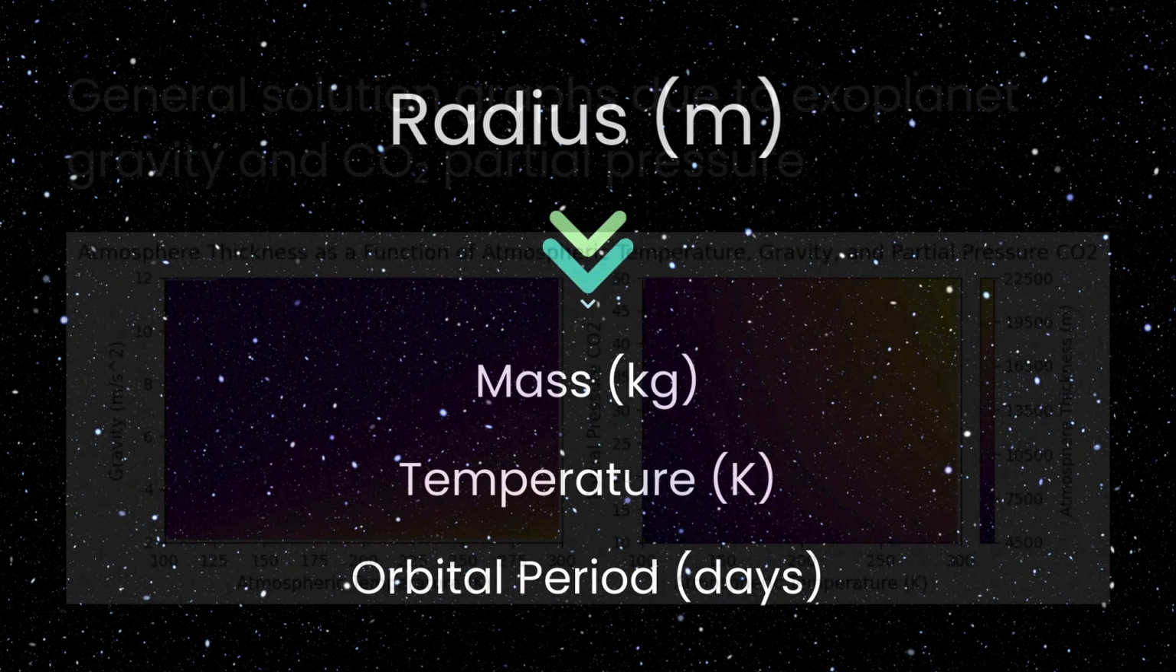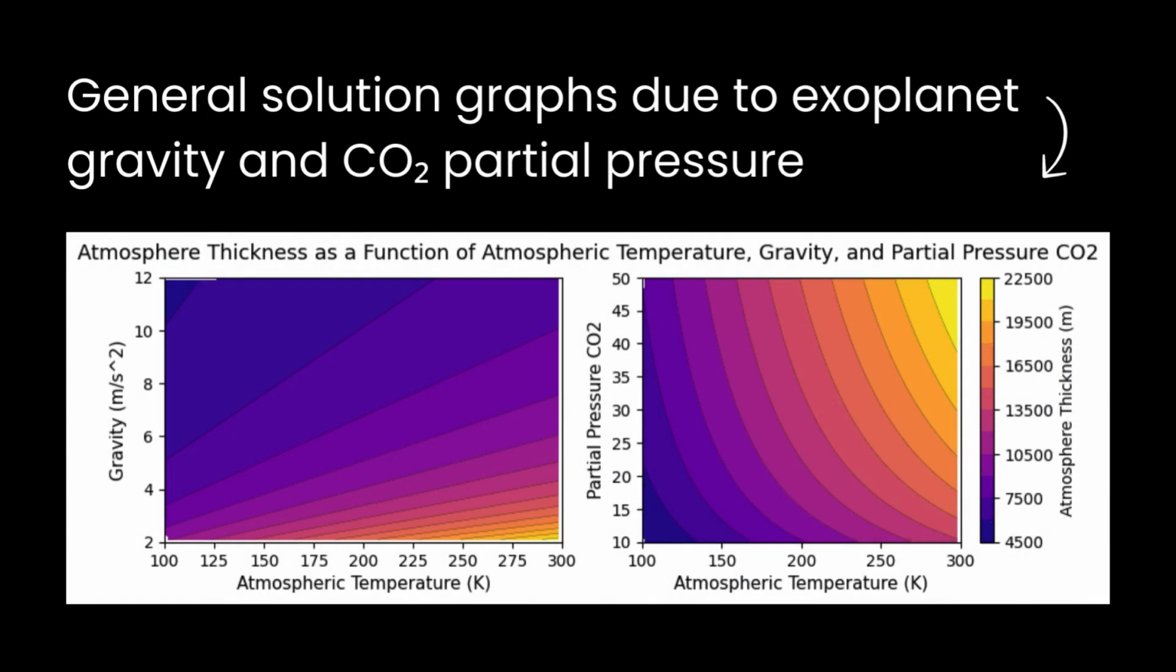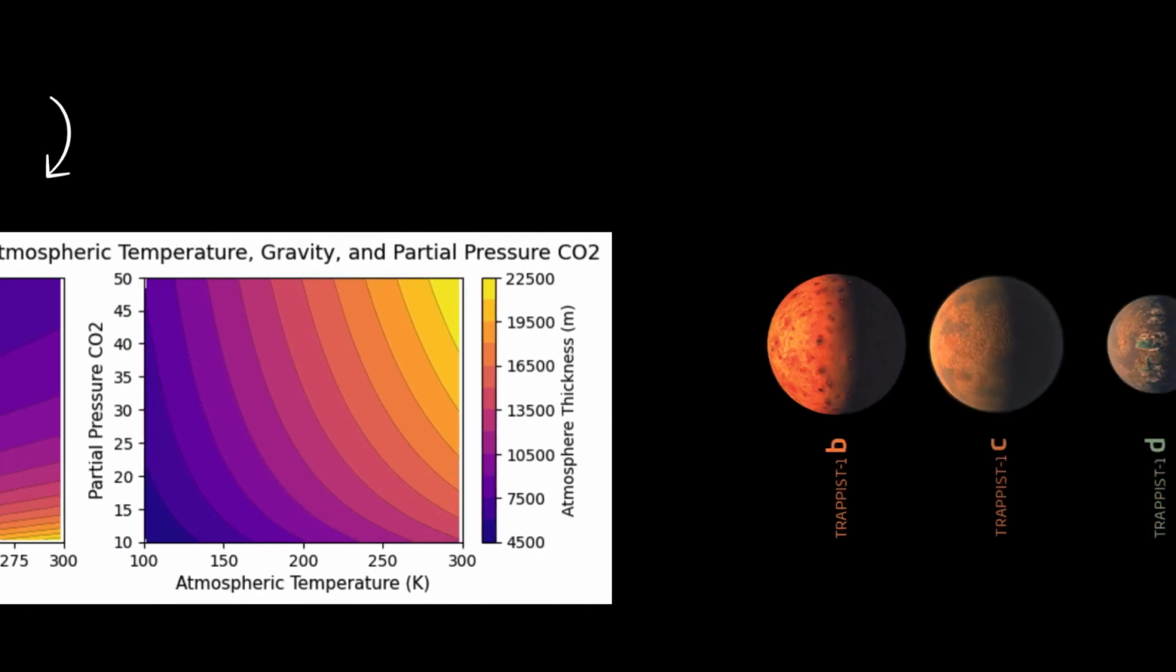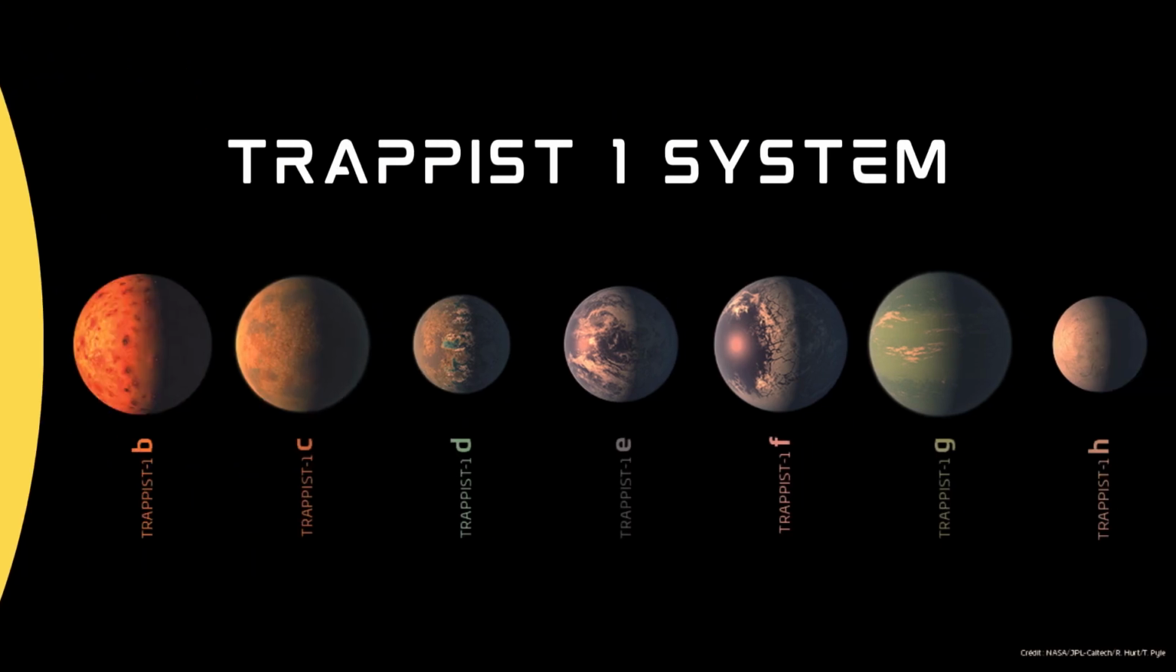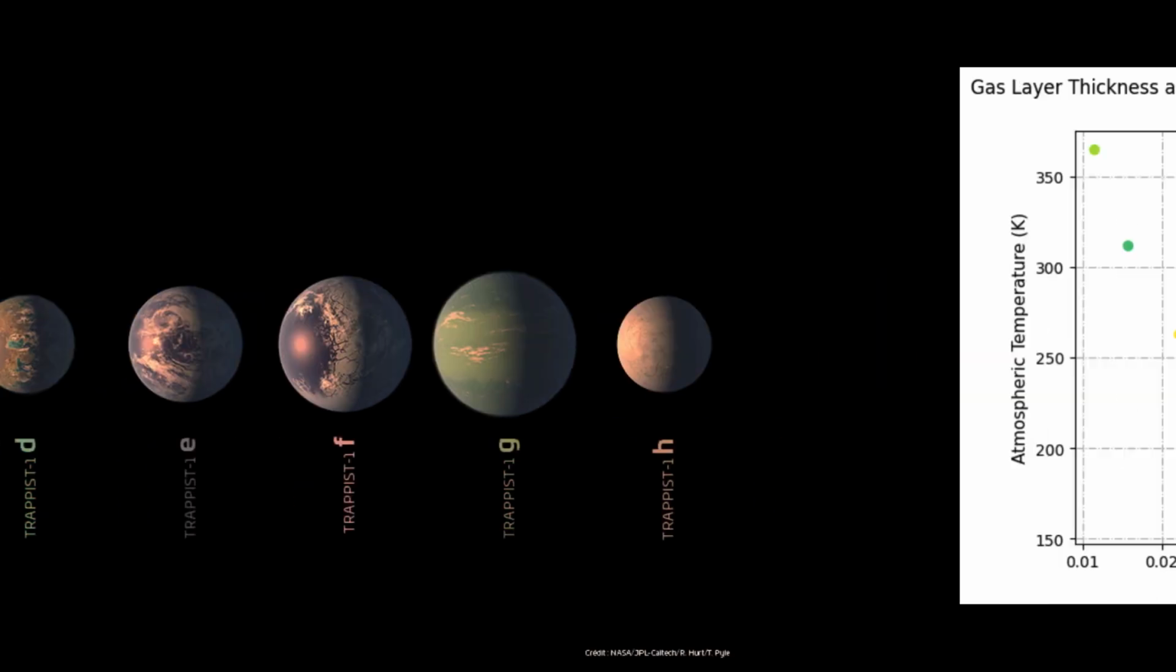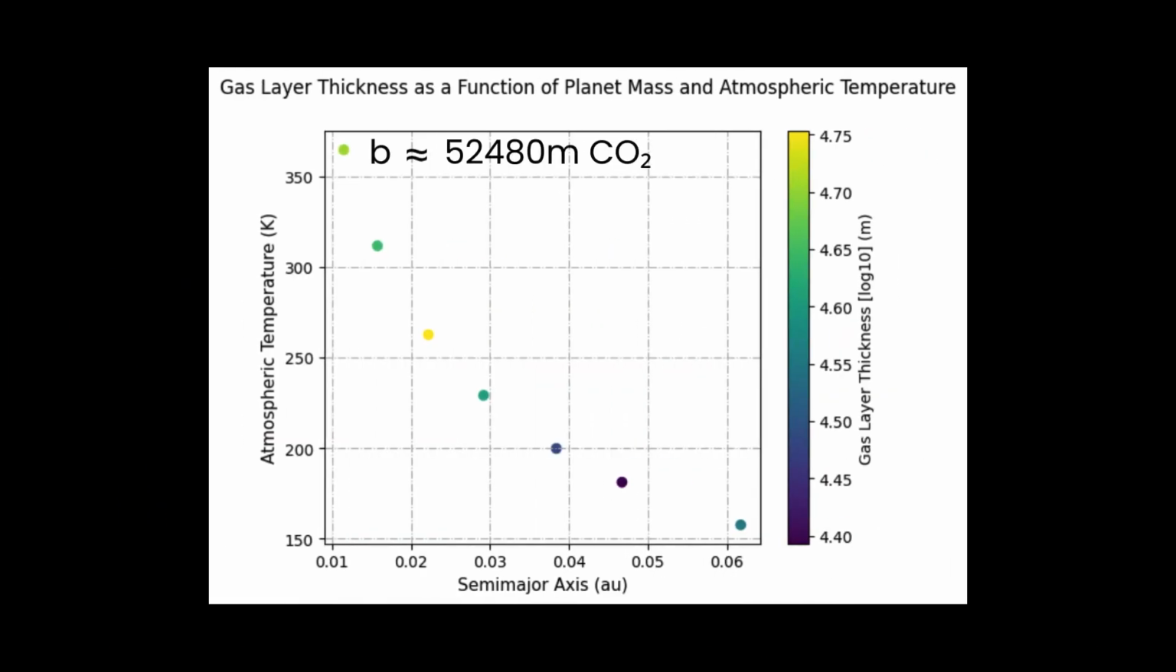In my research, I use this information to predict what atmospheres look like on exoplanets. Take the TRAPPIST-1 system, for example. By plugging in data about the star's mass and information about its planets to the program I've written in Python, I can predict how thick each planet's carbon layer will be due to outgassing.